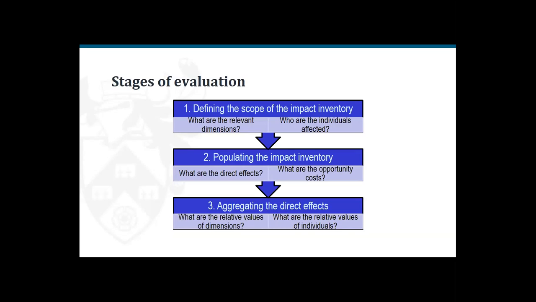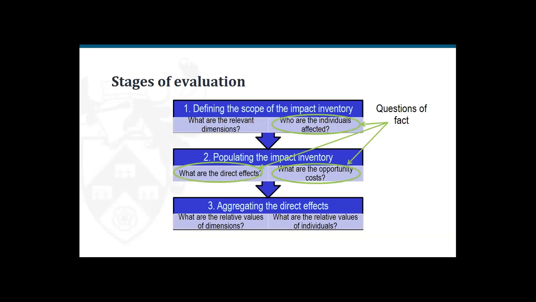Stage 2 would be populating the impact inventory, so evidencing the different costs and consequences of the different policy options. And stage 3 is the aggregation stage. So how do we sum the different outcomes across individuals and across different dimensions?